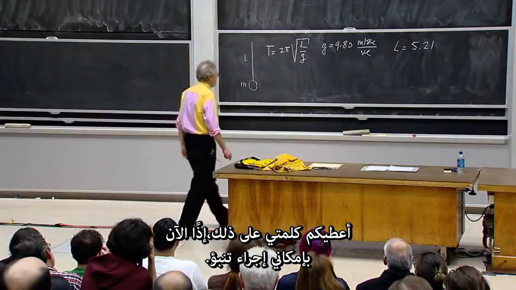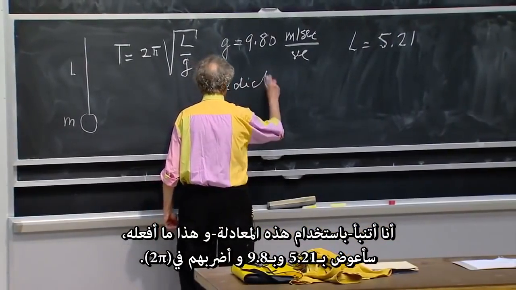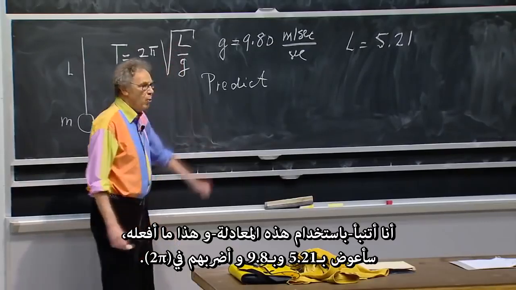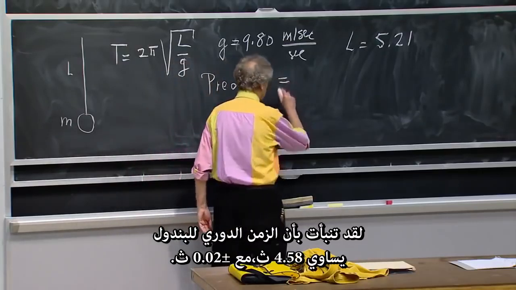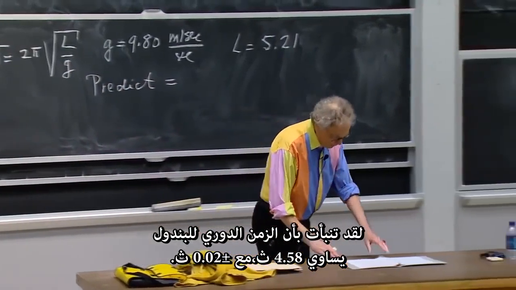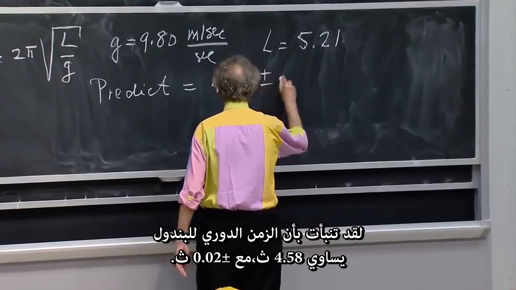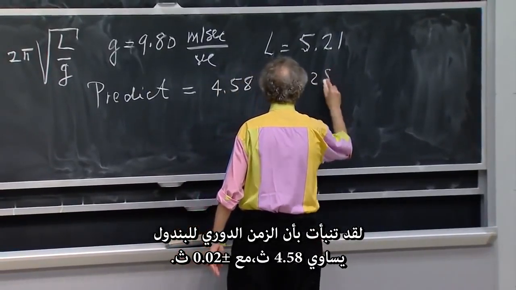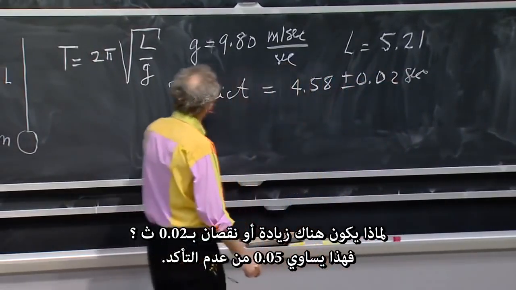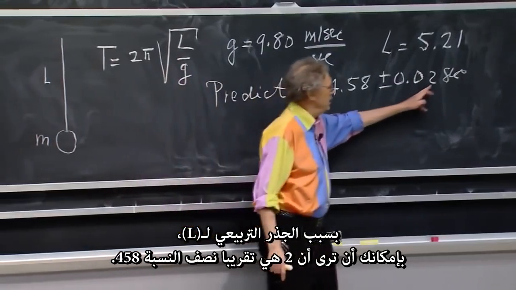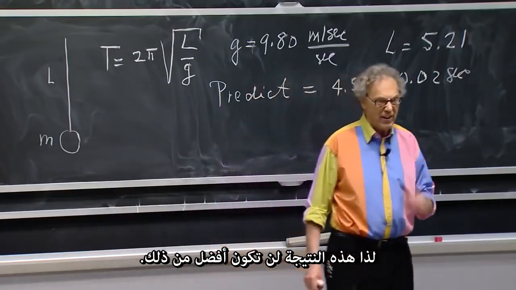So now I can make a prediction using this equation. That's all I do. I put in 5.21, I put in 9.80, I multiply by 2 pi, and I make the prediction that the period of that pendulum is 4.58 plus or minus 0.02 seconds. Why the plus or minus 0.02? Well, that is the 0.5% uncertainty due to the square root of L. You can immediately see that 2 is about 0.5% of 458. So my prediction can be no better than that.